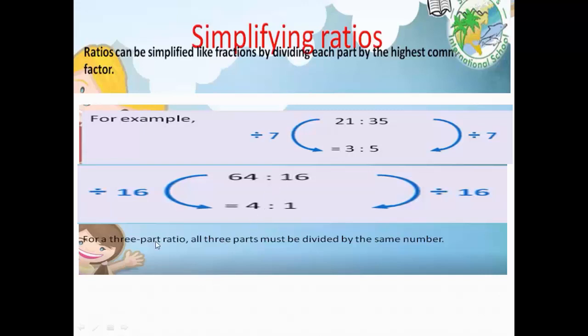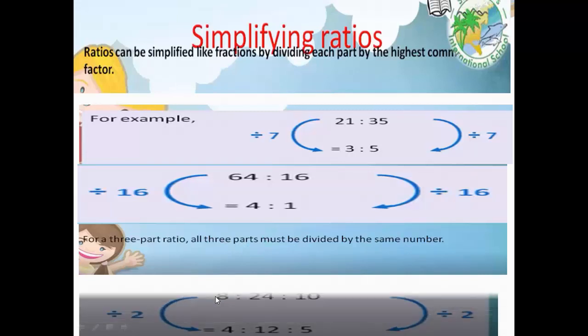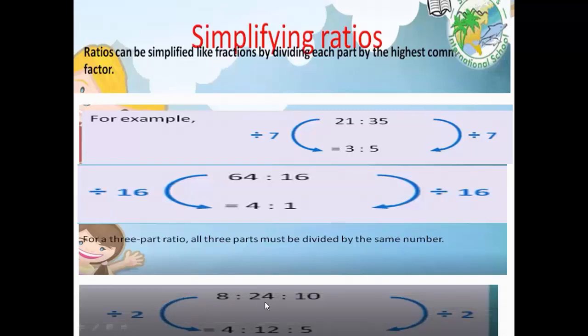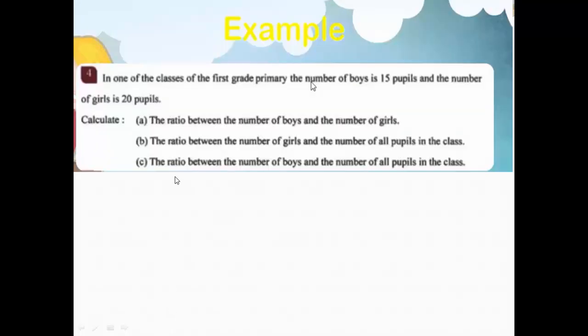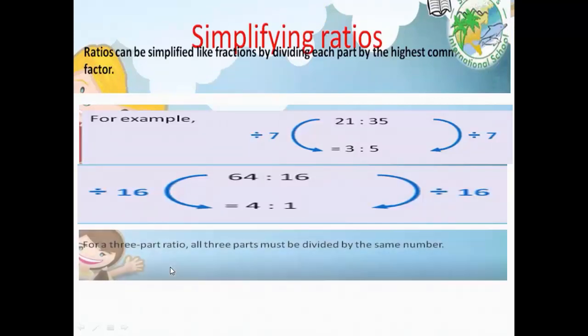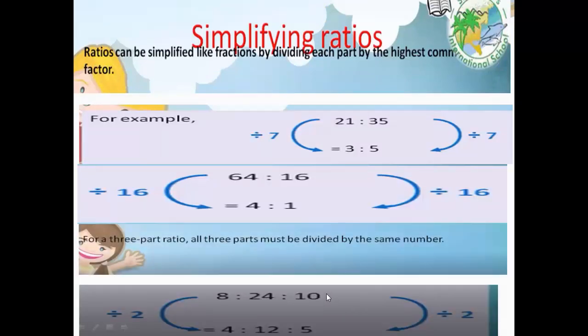For a 3-part ratio, all 3 parts must be divided by the same number. Sometimes we have 3 parts of a ratio, like 8 to 24 to 10. We can simplify it by the same method. The highest common factor of 8, 24, 10 is 2. Then 8 divided by 2 equals 4, 24 divided by 2 equals 12, 10 divided by 2 equals 5. For 4 to 12 to 5, we don't have a common factor between them. This is the end of the example.